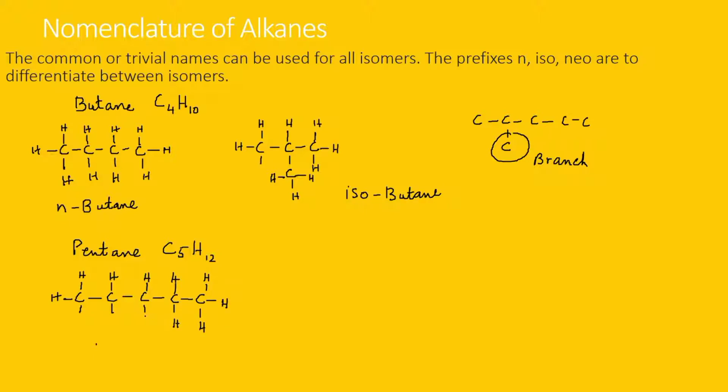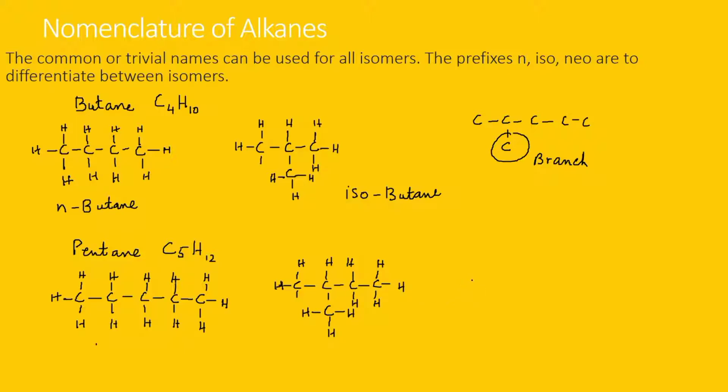Now we have to make the isomers of pentane. For that I can reduce the number of carbons in a chain. For example, instead of 5 carbons I can draw a chain of 4 carbons, and then I will put the fifth one on either of the 2 carbons present in the center. Remember, not on the terminal carbons. Now count how many hydrogens there would be: 1, 2, 3, 4, 5, 6, 7, 8, 9, 10, 11, and 12. So again there are 12 hydrogens. See, the structure is different, but the molecular formula remains the same.